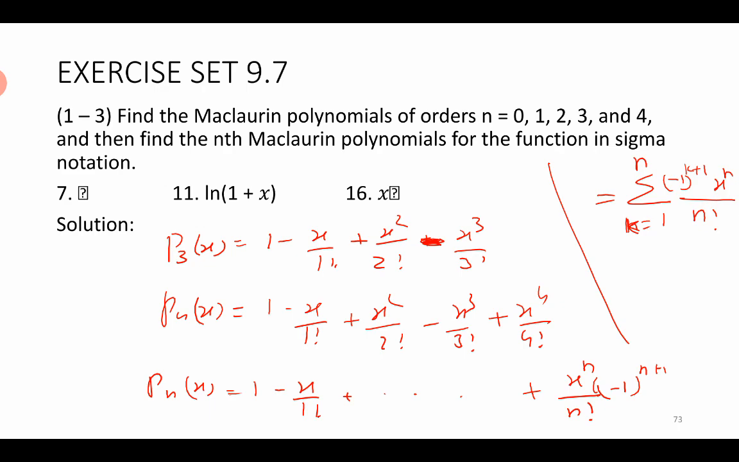Actually this is (-1)^(k+1) x^k divided by k factorial. This is using sigma notation. Now let's try this. For the problem e^(-x) we have done, right? Now we are going to do the same work for ln(1 + x).